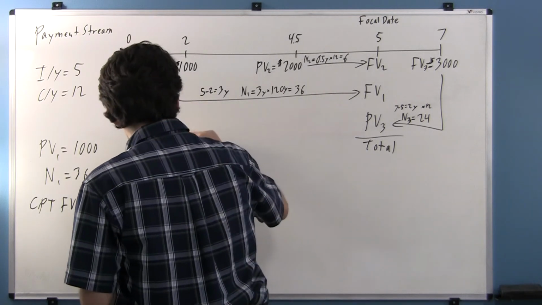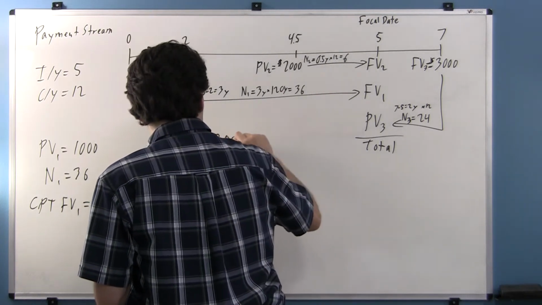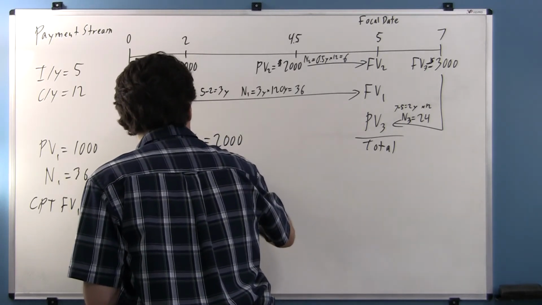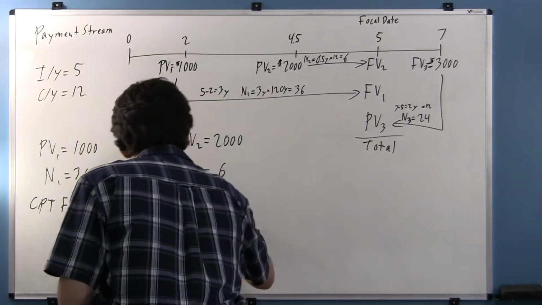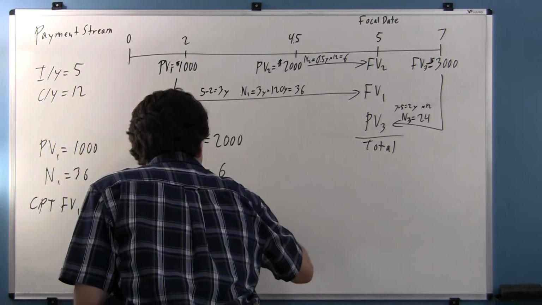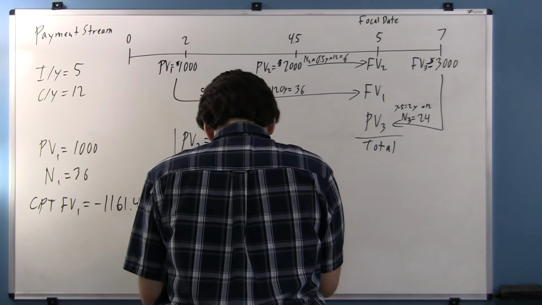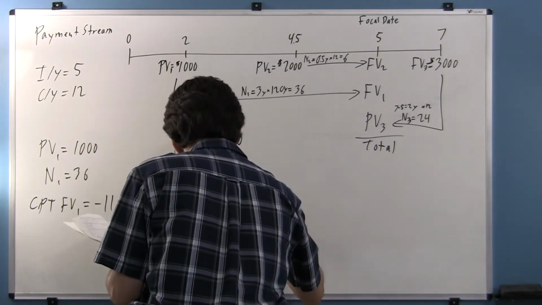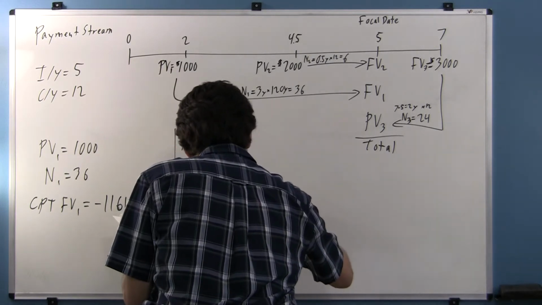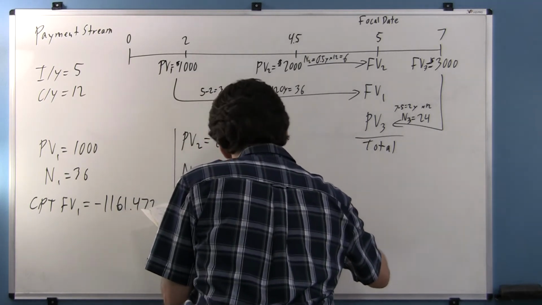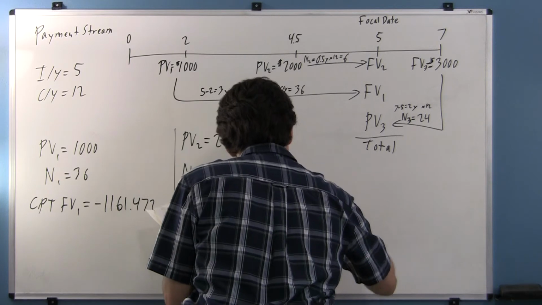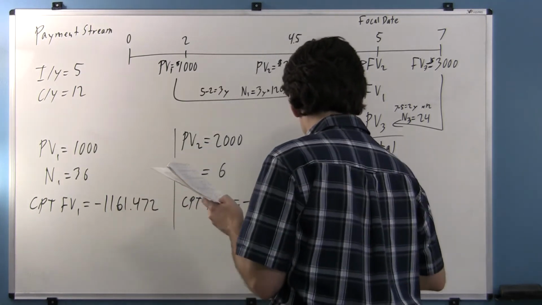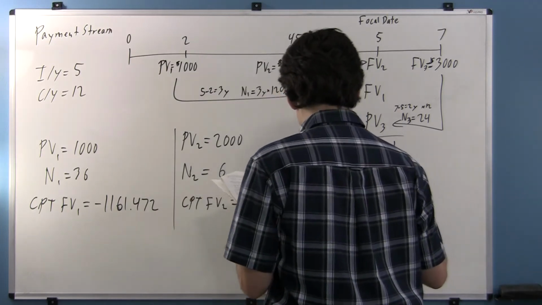Okay, PV2 equals $2,000. N2 is only equal to 6 months, 6 compounding periods. Compute FV2. It's not too much interest added, it's only about $50, so negative $2,050.524.